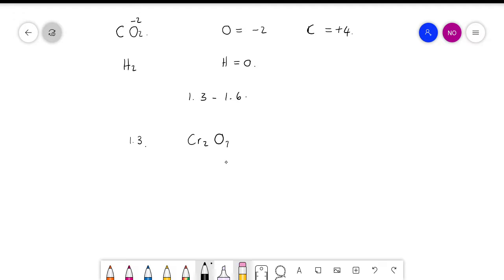Cr2O7 en hy moet 2 minus wees. So die suurstof moet definitief negatief 2 wees, né? Nee? Want hy's nie in 'n peroksiedvorm nie en hy's ook nie verbind aan fluor nie.